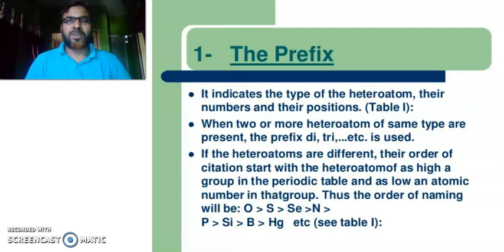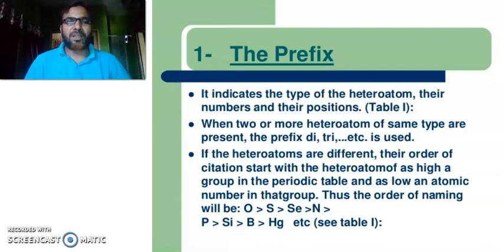So what is the meaning of prefix? It indicates the types of heteroatoms, their numbers and their positions. I will show you in tables. When two or more heteroatoms of the same type are present, the prefix di-, tri- will be used. If the heteroatoms are different, their order of citation starts with the heteroatom that is higher in the group in the periodic table and lower in atomic number in that group.